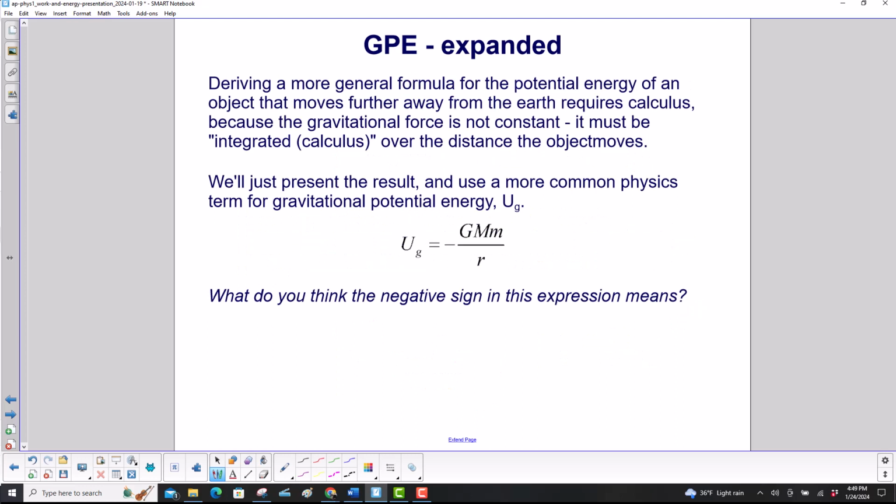Deriving a more general formula for the potential energy of an object that moves further away from the Earth requires calculus, because the gravitational force is not constant. It must be integrated, which is a type of calculus, over the distance the object moves. We'll just present the result here and use a more common physics term for gravitational potential energy, U sub g. Why do you think there's a negative sign there?